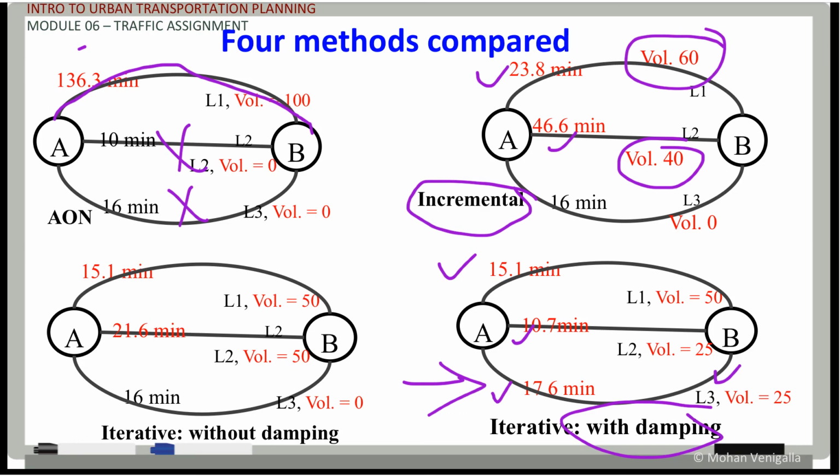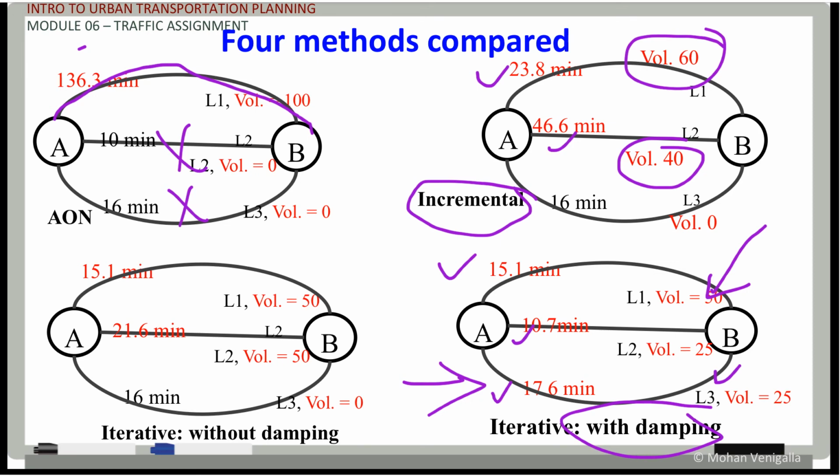So this had been a popular method until computers got a little better and the methods for equilibrium assignment became much smarter and smarter. So the next is going to be on equilibrium assignment, which is more popularly used.